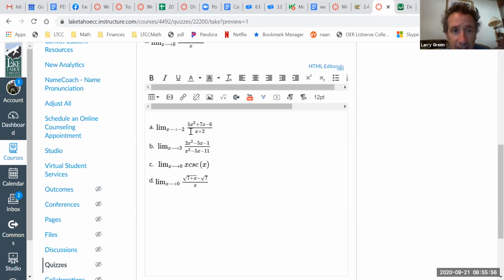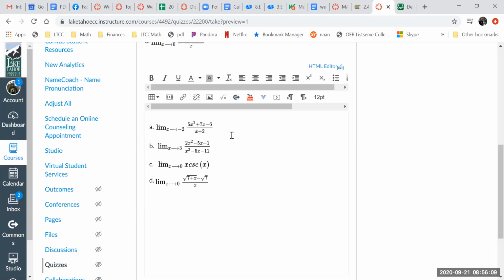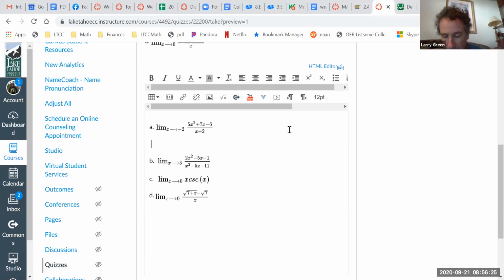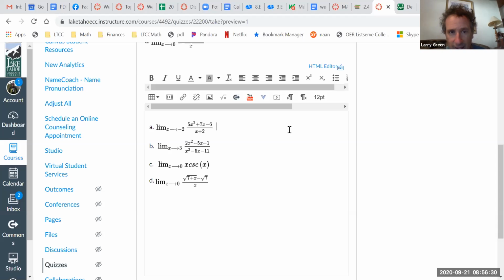Okay, so if you plug in -2, what is 5 times -2 squared plus 7 times -2 minus 6? 0. Yeah, that is 0. And hopefully you know -2 plus 2. You better be able to see that 0 really fast. But you get 0 over 0. So let's just write that out. You got to do it this way. There we go. That's 0 over 0.